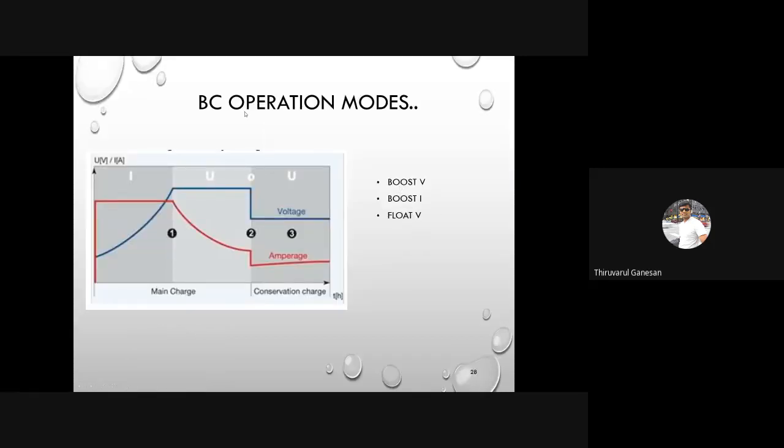Okay. This is a battery charger operating mode. You can consider it the normal household UPS charging pattern. It is quite similar. There are 3 modes of operation. Here you can see it is a constant voltage mode, constant current mode, then constant voltage mode.